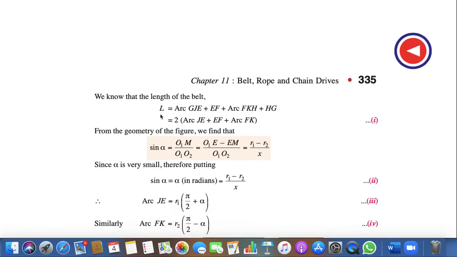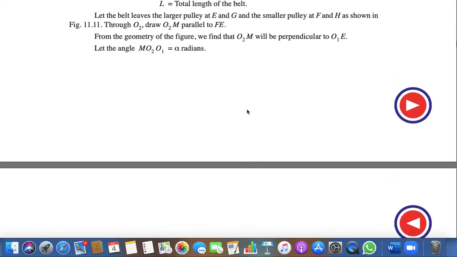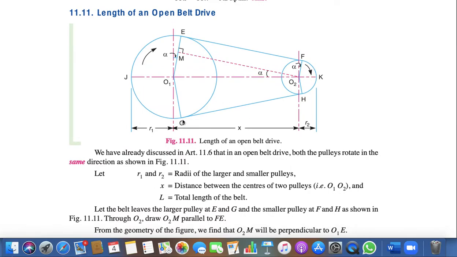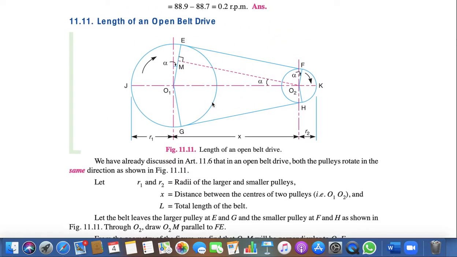Now, as you can see here, the length L is the arc GJE, EF, the arc FKH, and HG. First of all, we have to see the arc GJE, which is the covered area of the larger pulley. Another arc is here, which is FKH. Then GH, this length, and EF. If you calculate all these four lengths, then you will be ready with the length of the whole open belt drive.